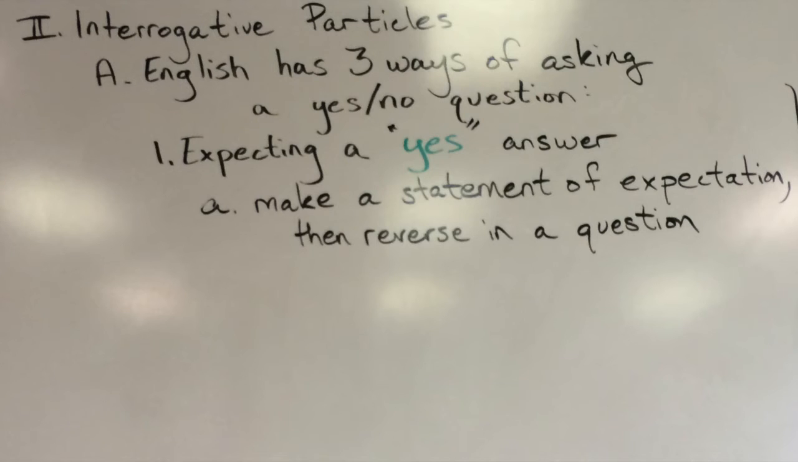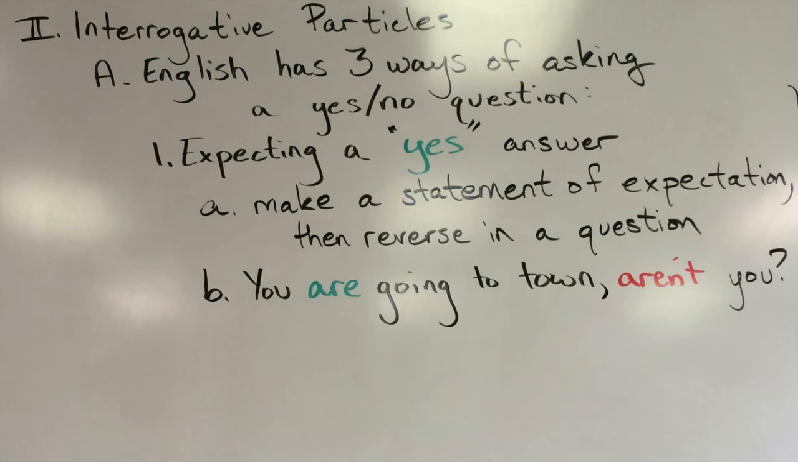For example, we would say, "You are going to town, aren't you?" We have a positive statement of expectation, "You are," and then we follow it with the reverse, "You aren't." It makes clear the expectation that the person is going to say yes, that they are going to town.